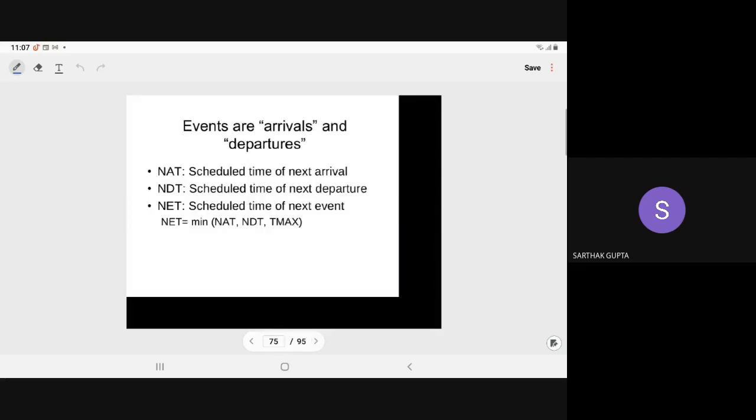Now, as I told you, in every simulation process, these state variables, counter variables, and output variables all change, right?